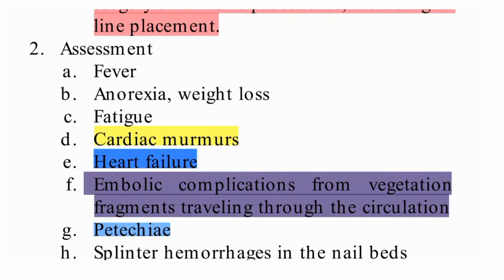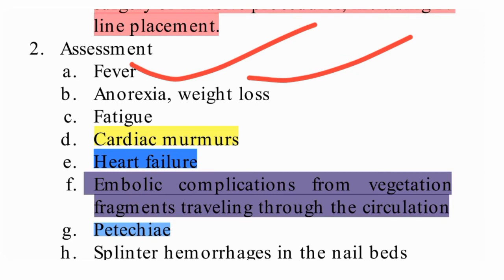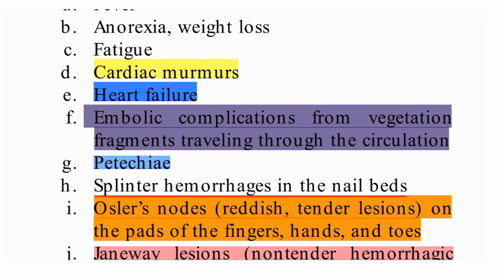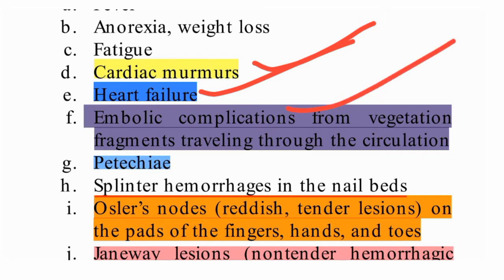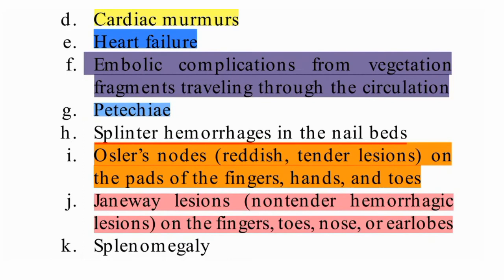Now coming to assessment. So what assessment do we need to do? Fever, anorexia, weight loss can be there, fatigue can be there, and cardiac murmurs. So this is a highlighted point and is very important. So cardiac murmur we can hear, heart failure will be there, and embolic complications from the vegetation fragments traveling through the circulation. So embolic complications can be there. Okay, renal emboli, pulmonary emboli, all of that.